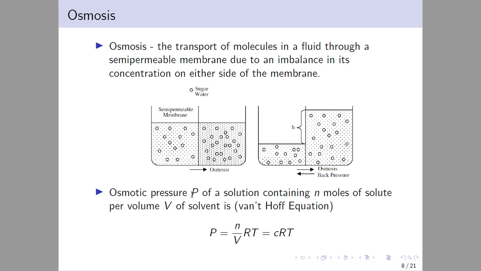Okay, so the osmotic pressure of the solution containing n moles of solute per volume V of solvent is, and this is one half equation from our chemistry, P equals n over V times RT. Okay, so we can get this pressure.